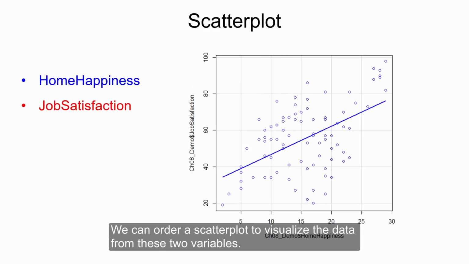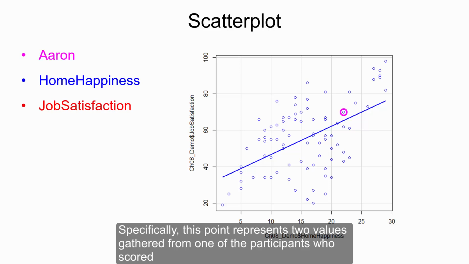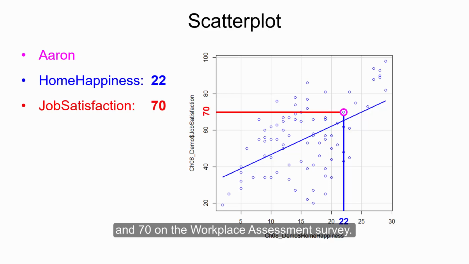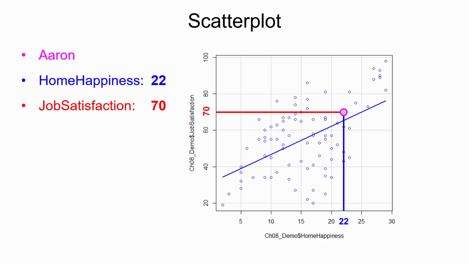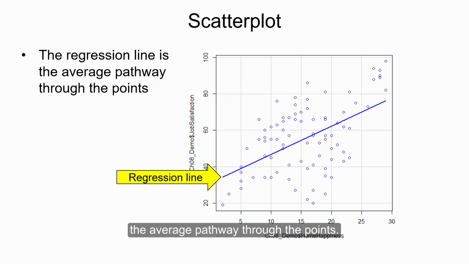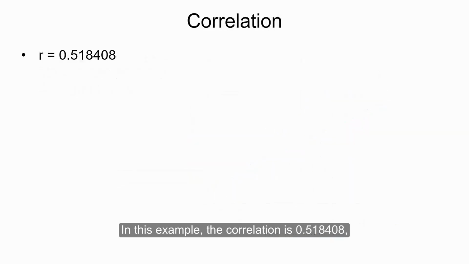We can order a scatter plot to visualize the data from these two variables. Each point represents the two values gathered from each individual. Specifically, this point represents two values gathered from one of the participants, who scored 22 on the home happiness survey and 70 on the workplace assessment survey. The regression line, sometimes referred to as the trend line, can be thought of as the average pathway through the points.